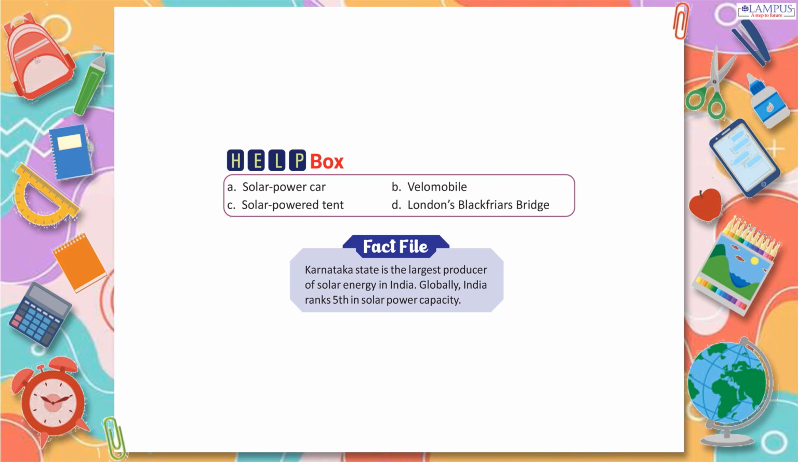A. Solar power car. B. Velomobile. C. Solar-powered tent. D. London's Blackfriars Bridge. Fact file. Karnataka state is the largest producer of solar energy in India. Globally, India ranks 5th in solar power capacity.